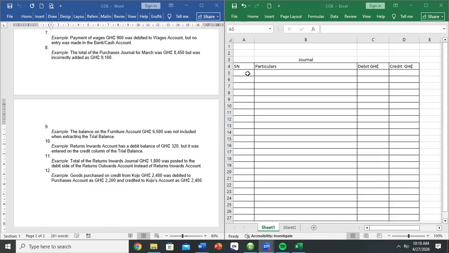Okay, so let's think through. Payment of wages 900 was debited to wages account, but no entry was made in the bank or cash account. Now, this is a straightforward thing, right? So what error is this?